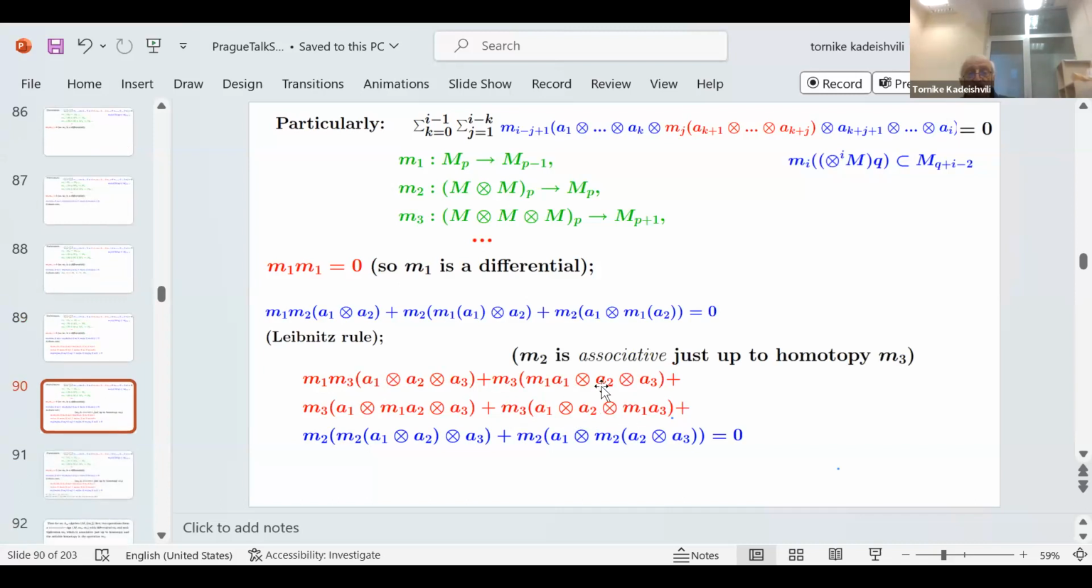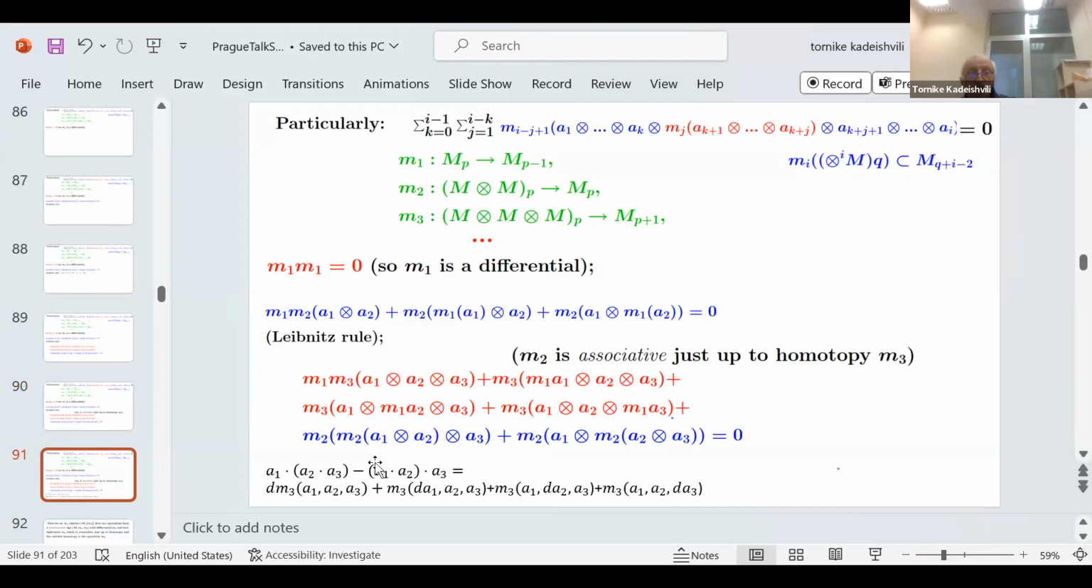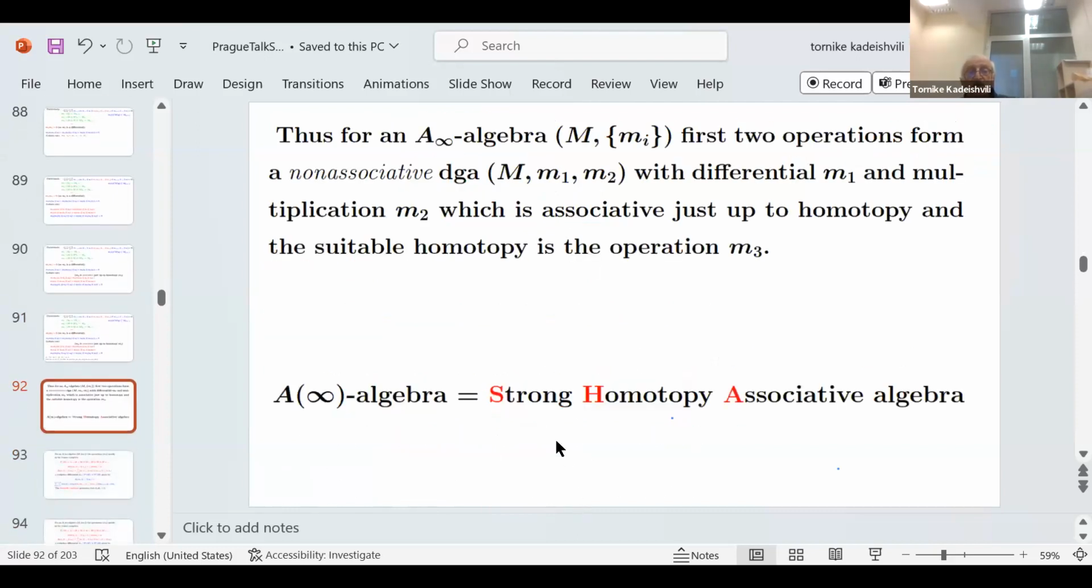So M2 is associative, but not correctly associative, only up to homotopy. So the associator is not 0. It is the differential of M3 and M3 of the differential. That is why another name of Stasheff's infinity algebra is SHA, strong homotopy associative.